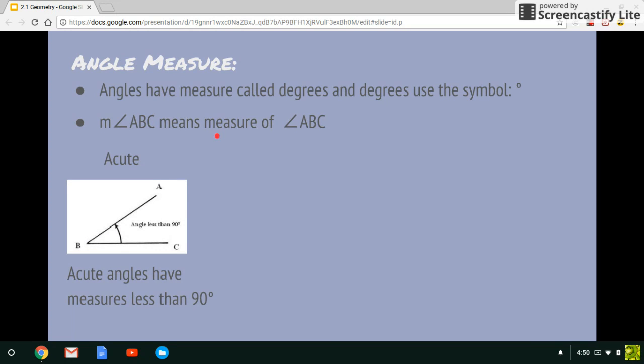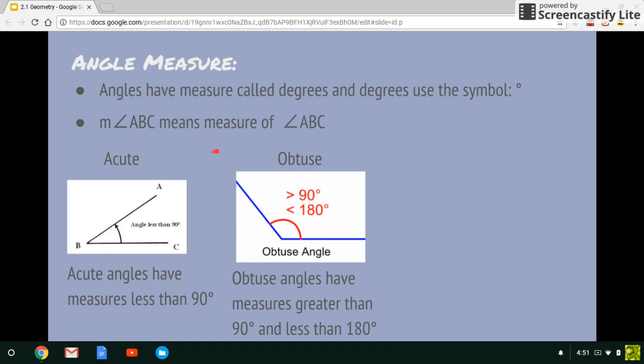Okay, a few things we can talk about with regards to angle measure. First is acute. That's one way to classify an angle based on how big it is. Acute angles are kind of small angles. They're just so darn cute. It's any angle that is less than 90 degrees. And then we've got the obtuse angles. These are the big guys. They're between 90 degrees and 180 degrees. So it's bigger than 90, but smaller than 180.